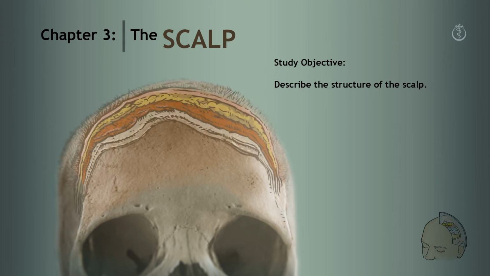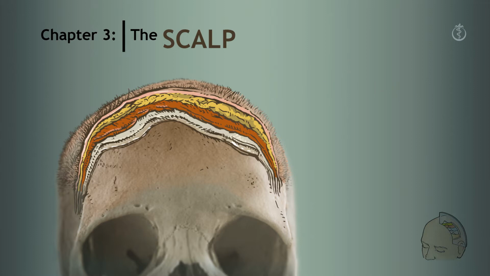Chapter 3 examines the scalp. The study objective here is to describe the structure of the scalp. The scalp consists of 5 layers. These can be remembered conveniently by spelling the word scalp.